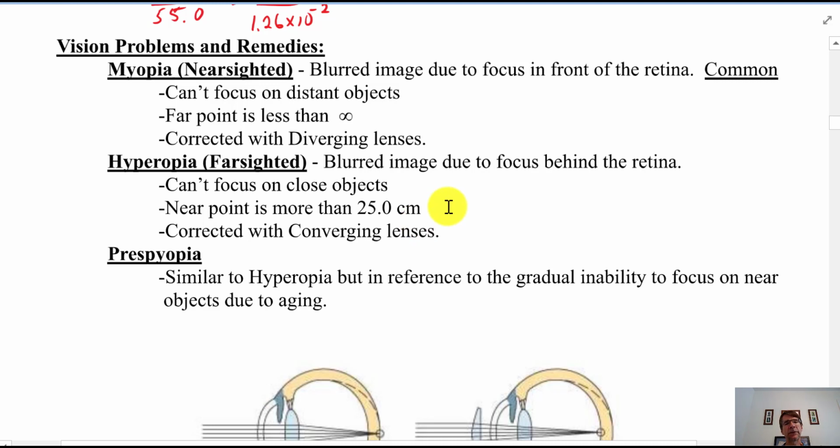And I skipped this part where it says the near point is more than 25 centimeters. Okay, so you have to hold things further away to see things because you can't see near. Presbyopia is basically the same thing as hyperopia. It's just a condition that happens when you age, because your lenses can't focus anymore. They start to degrade, so you need what are called reading glasses. But it's the same basic fix as hyperopia. You need converging lenses.